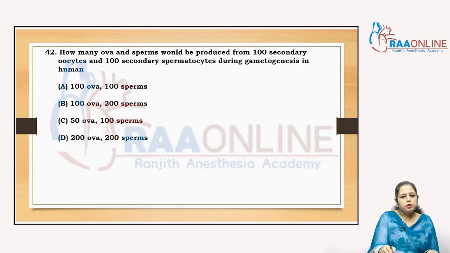How many ova and sperm would be produced from 100 secondary oocytes and 100 secondary spermatocytes during gametogenesis in humans, right? We know that one primary spermatocyte forms 4 sperms and one primary oocyte forms 1 ovum. So 100 secondary oocytes form 100 ova, and 100 secondary spermatocytes form 200 sperms. Clear? So this is the answer. You can calculate it easily, right?